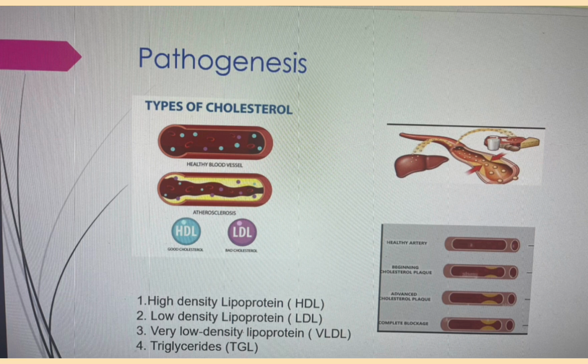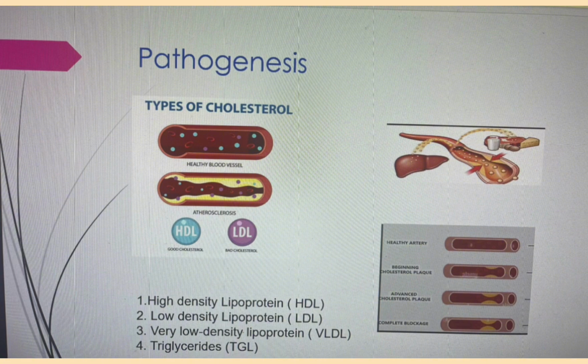Next, the fourth one, the triglycerides. They store unused calories and provide the body with energy. Triglycerides are not directly atherogenic, but they represent a cardiovascular risk. As you know, triglycerides mainly come from carbohydrate or calorie intake.